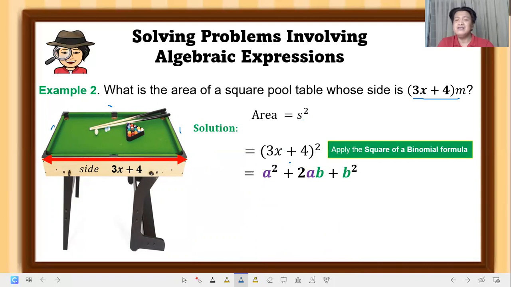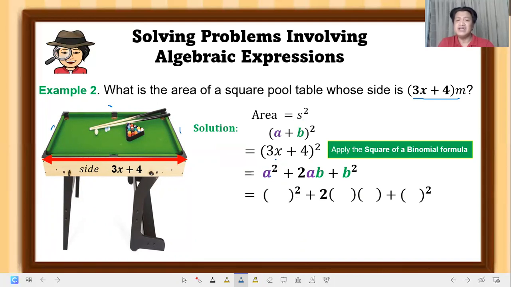Okay? So remember, this is galing po sa square of a binomial. Kaya a plus b square. We need to say square the first term, twice the product of the first and second term, and square the last term. Okay? And we have to substitute lang ating given.